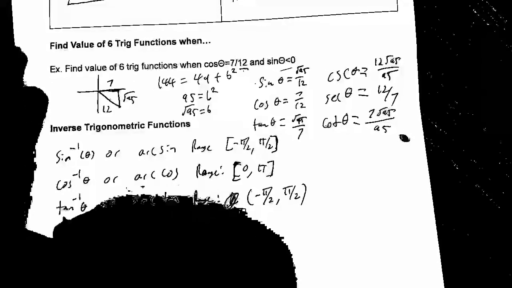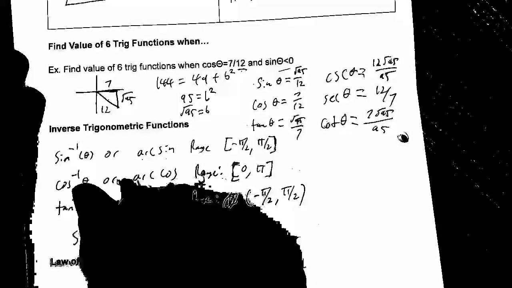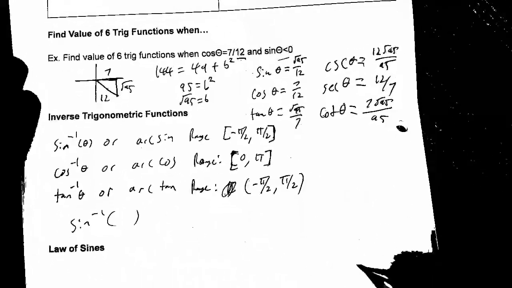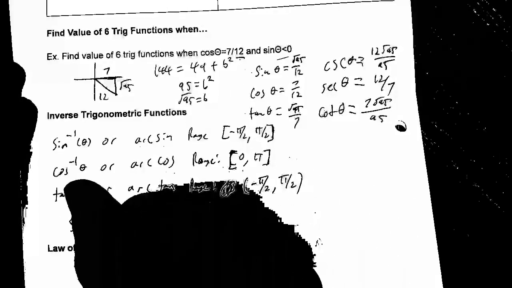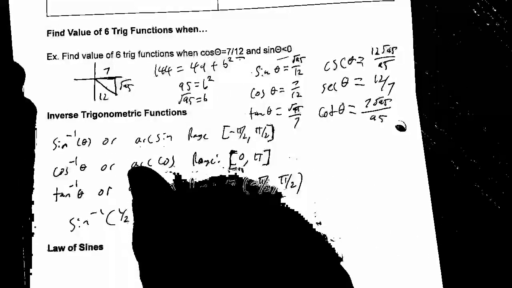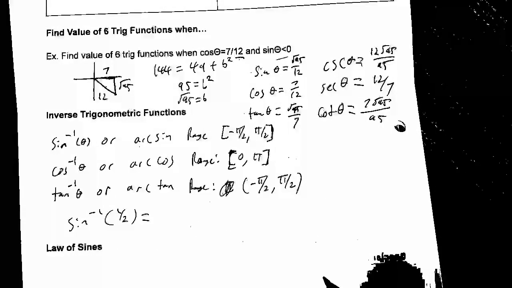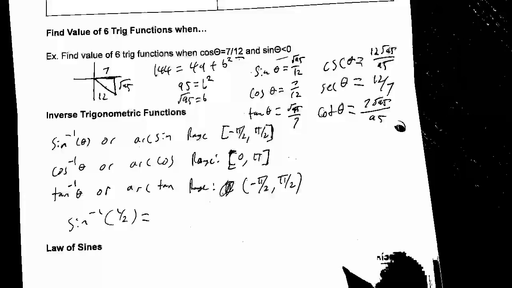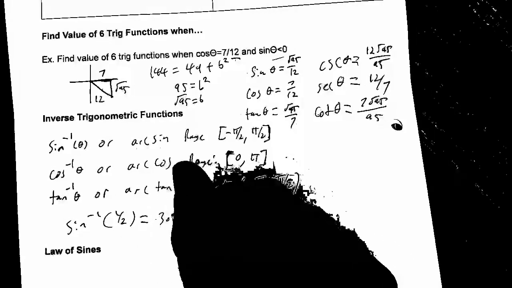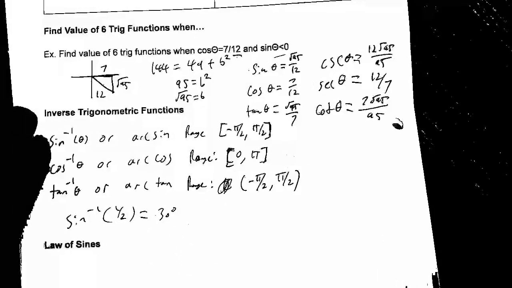So how does it work for inverse sine? You put in the ratio, so something like 1/2, and we get out an angle. So what if I took inverse sine of 1/2? I would get 30 degrees.